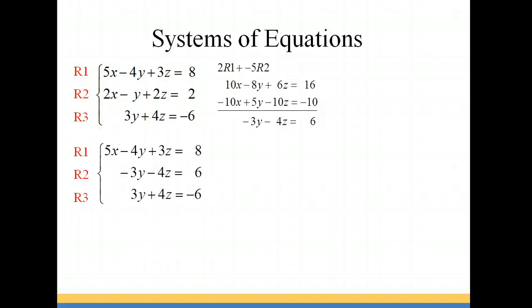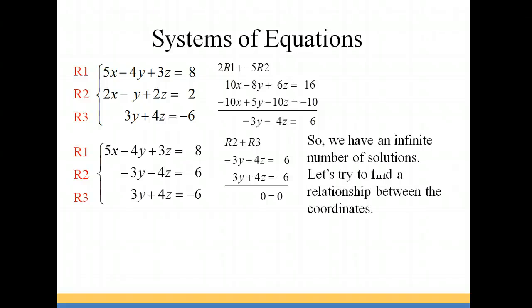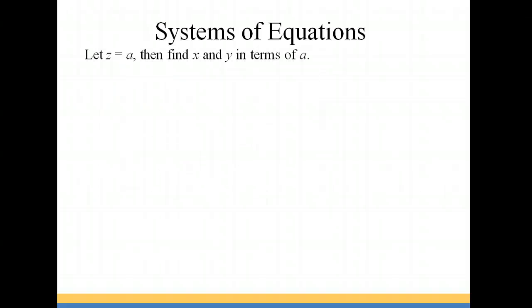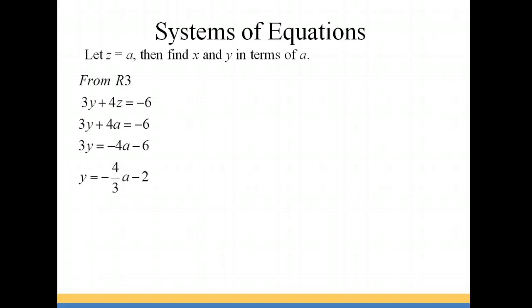Now I'm going to take row 2 and add it to row 3, and notice I get 0 equals 0, which is telling us that there's an infinite number of solutions between those two equations. So that really doesn't help us much to solve for y or z. So what we're going to do is find a relationship between our coordinates so we can get some ordered triples that satisfy all three equations. We're going to do that by letting z equal a, and then we're going to find x and y in terms of a. So going back to your third equation, which was 3y plus 4z equals -6, we're going to replace z with a and isolate y.